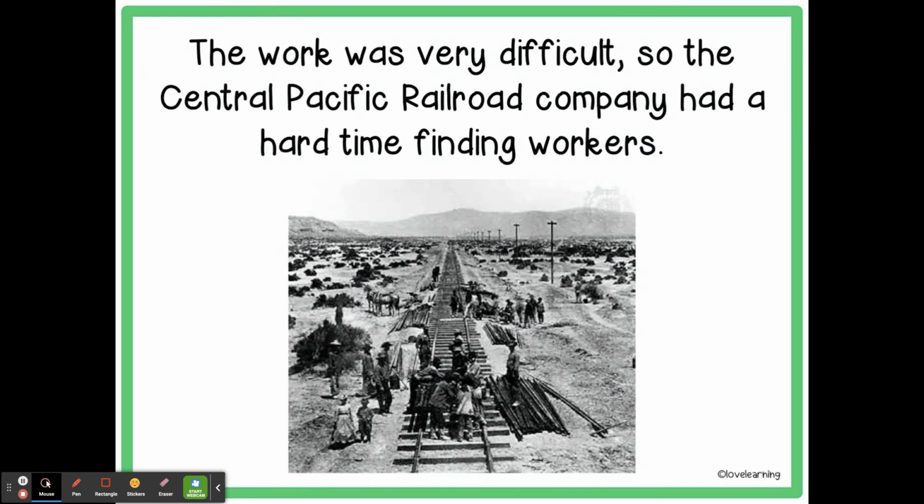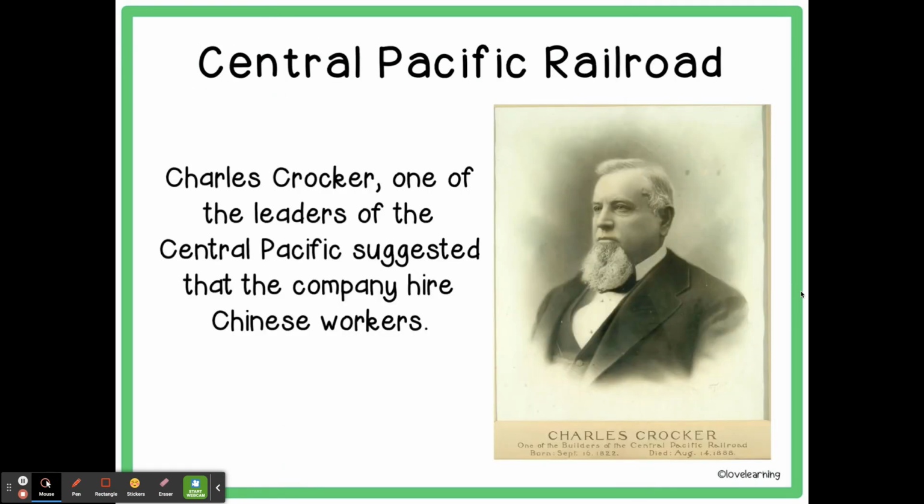So this Central Pacific Railroad Company had a hard time finding workers. I can only imagine. I mean, that is a dangerous job. So it's important for us to note that the CP Railroad Company had a hard time finding workers as well. Is that not a comparison between these two railroad companies? They both were having trouble finding workers. So Charles Crocker, one of the leaders of the Central Pacific, suggested that the company hire Chinese workers.